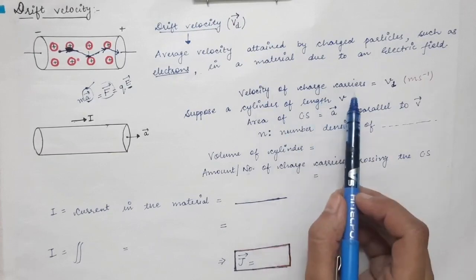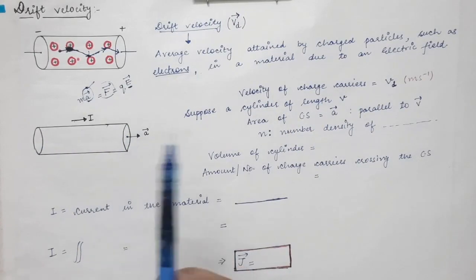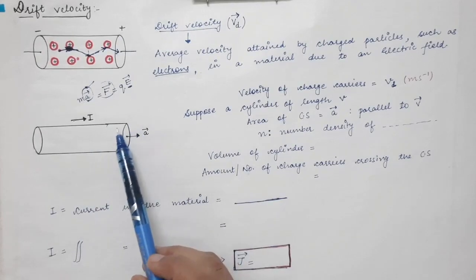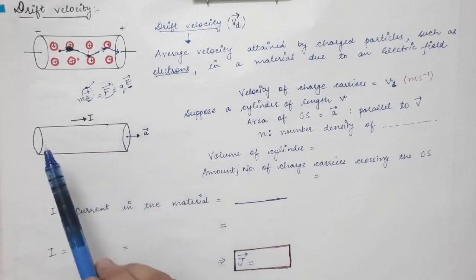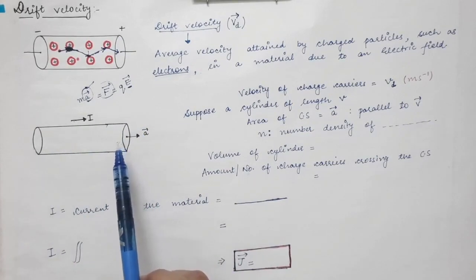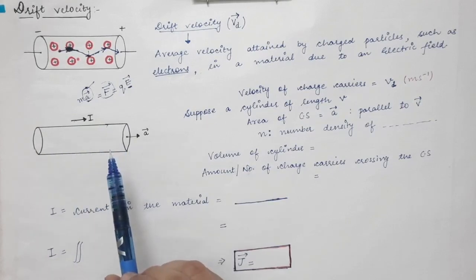So this is the drift velocity of charge carriers. I am taking any piece of a conducting material. This can be a conductor, this can be a semiconductor, so it is any conducting material. Now there are some charge carriers which are present, and under the influence of an external electric field, those charge carriers will be moving, they will be in motion.